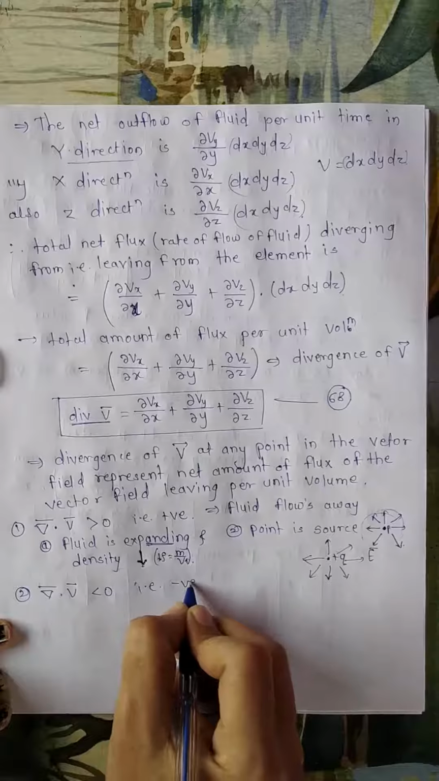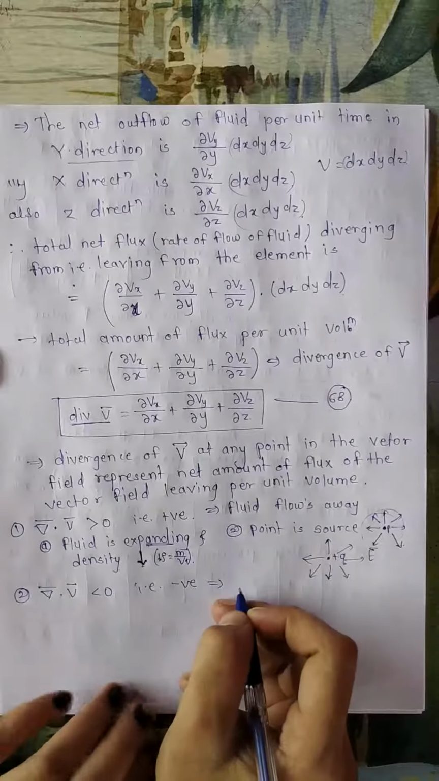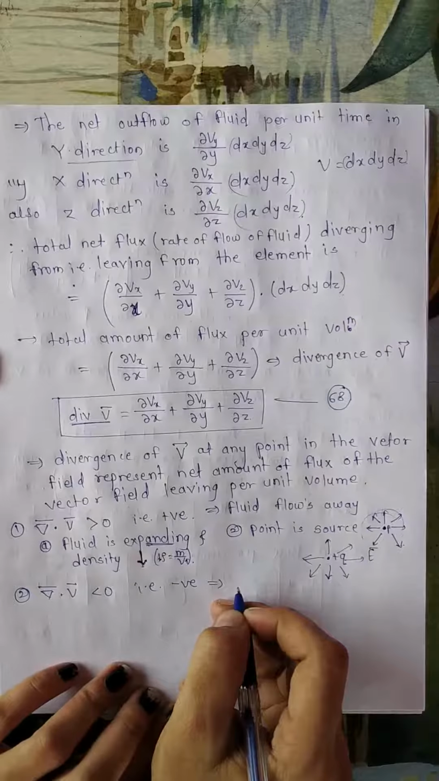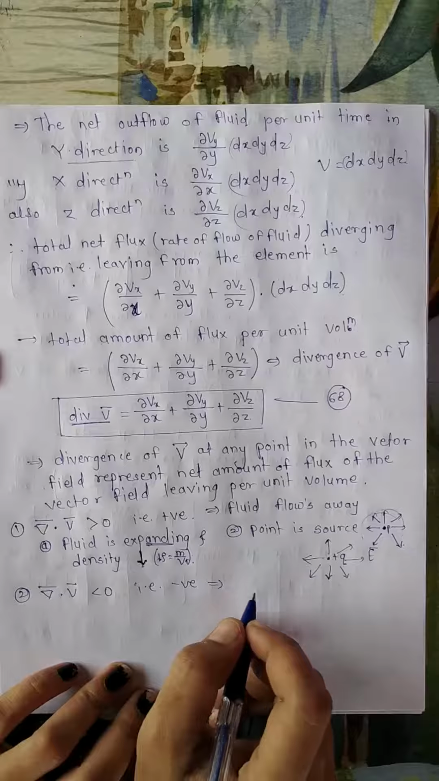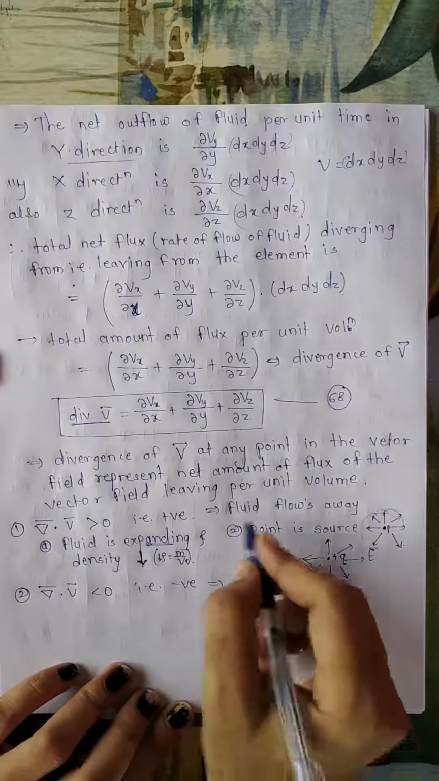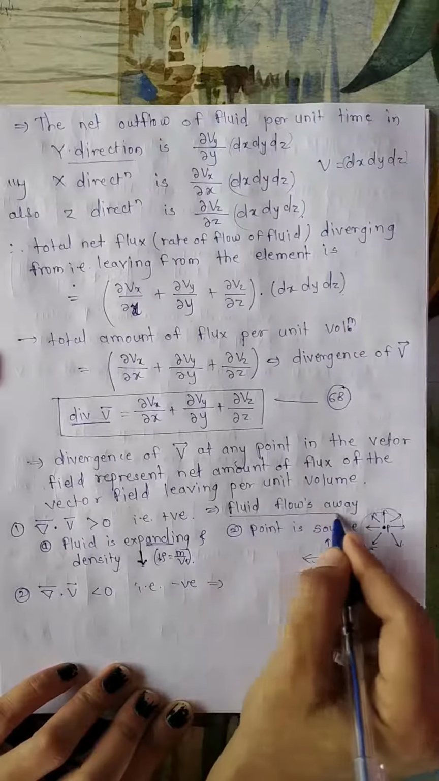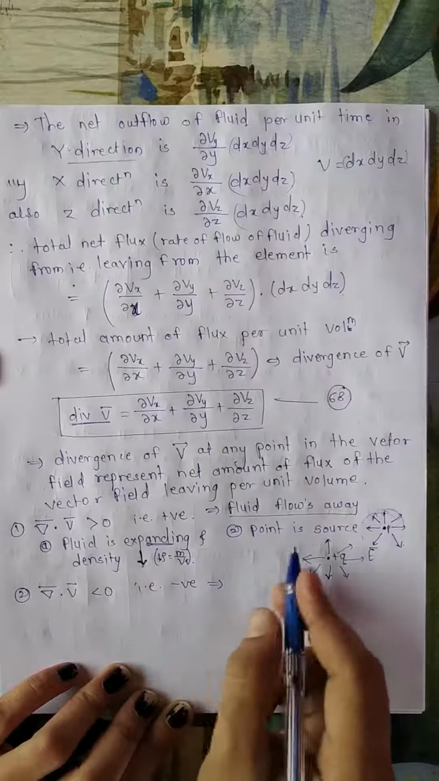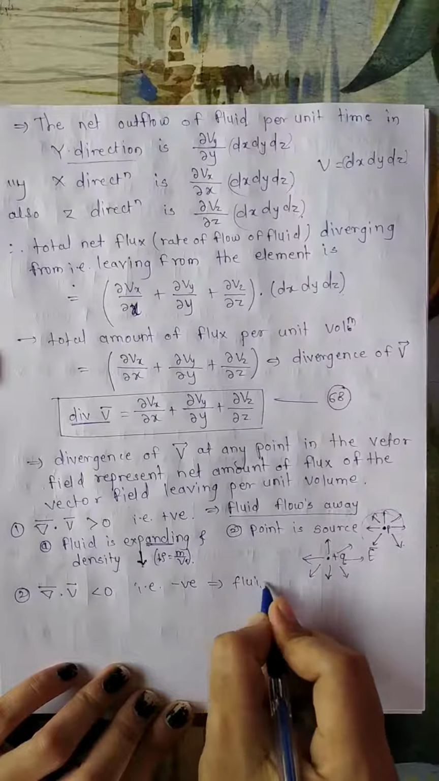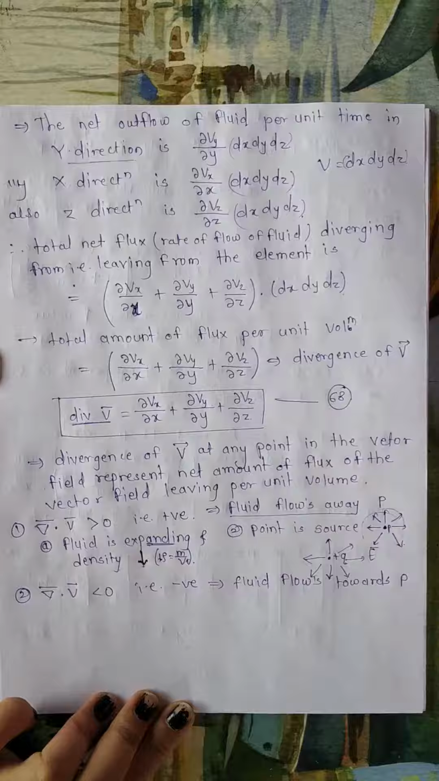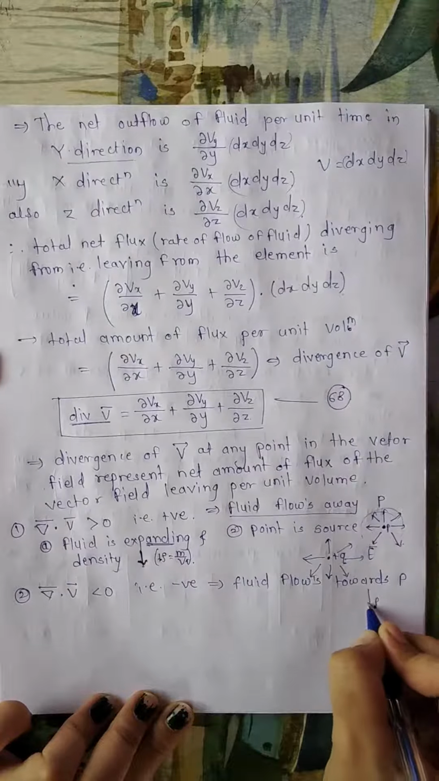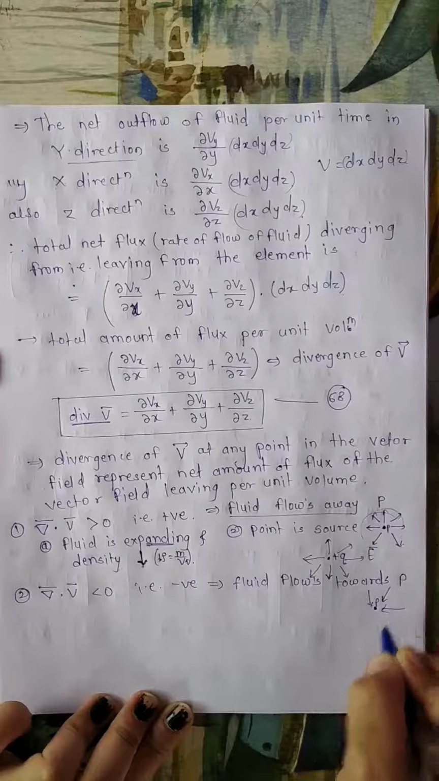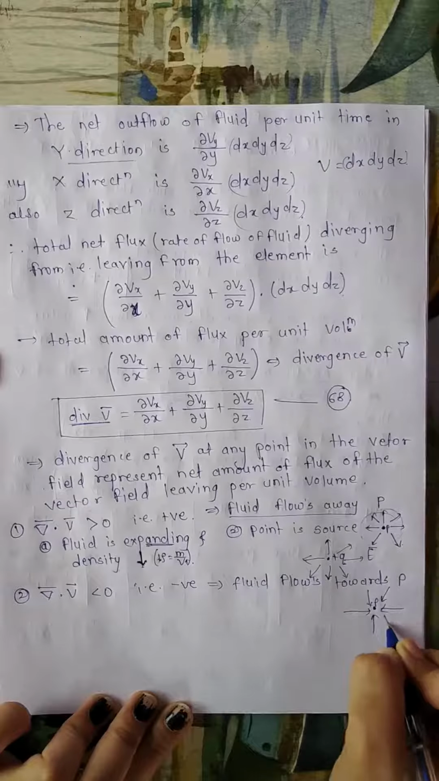Now we will discuss the second case, in which the divergence of a vector field is less than 0, that is, it is negative. If it is negative, then it gives the rate at which fluid is flowing towards that point per unit volume. Here, fluid will flow towards point P. So if this is our point P, then the direction of flow of fluid is towards this point P.